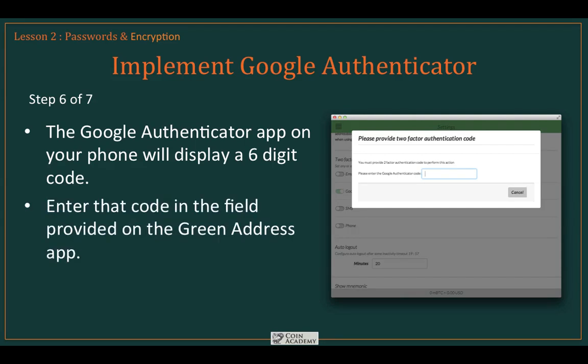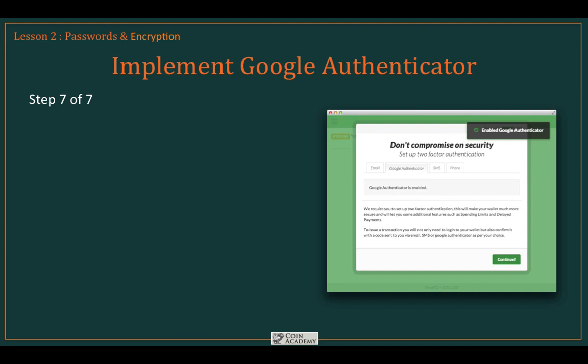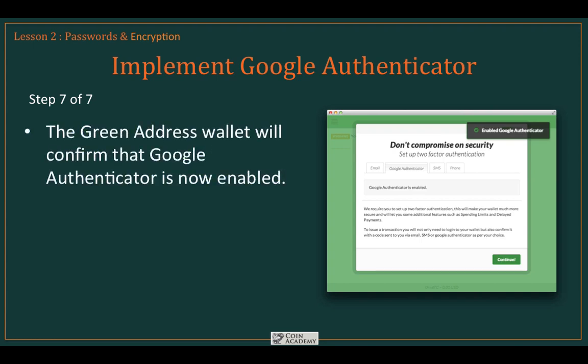Once you've done that, Green Address will immediately send you or display to you an enabled message saying, hey, you've enabled Google Authenticator. So it confirms that you now have the two-factor authentication service enabled to help protect Green Address Wallet, and this will use the Google Authenticator app.